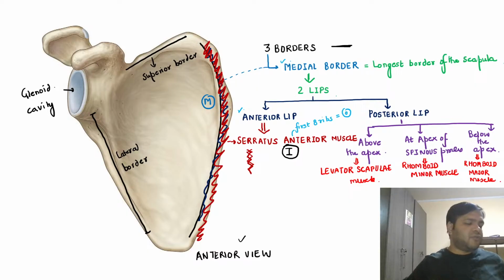Below the apex we have rhomboid major muscle. So at the apex we have rhomboid minor, below the apex rhomboid major, and above the apex we have levator scapulae. Above the apex we have levator scapulae.